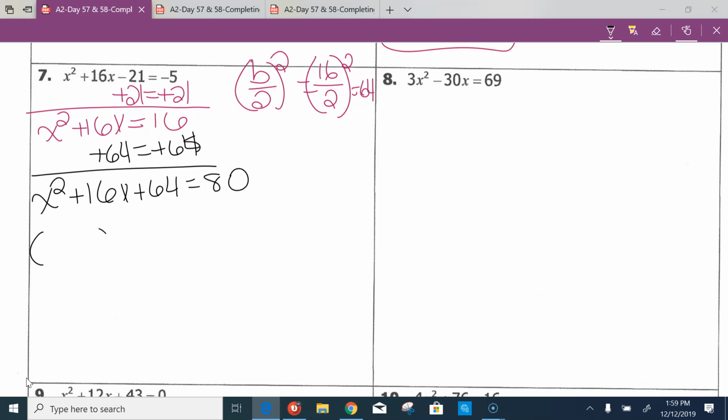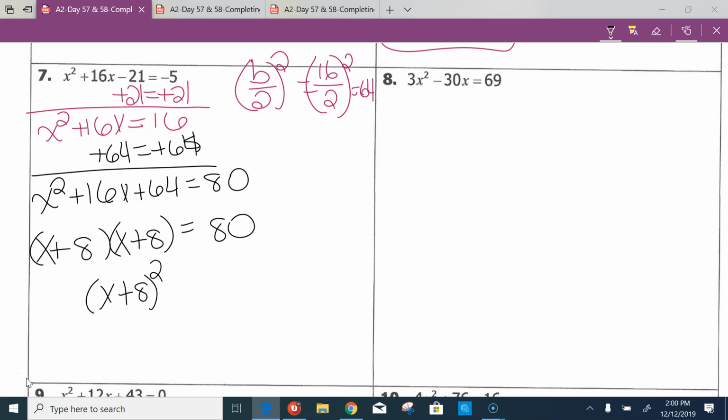Now let me factor the left side. I need two numbers, preferably the same number, that'll multiply to give me 64, but add to give me 16. And those numbers would be positive 8. So what I essentially have is x plus 8 times itself equaling 80. So now to solve for x, to get the x plus 8 by themselves, I have to undo the squaring, and I do that with square rooting. So now I have x plus 8 equals the square root of 80.